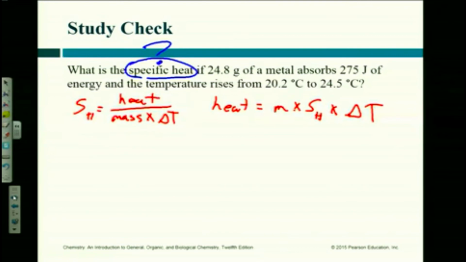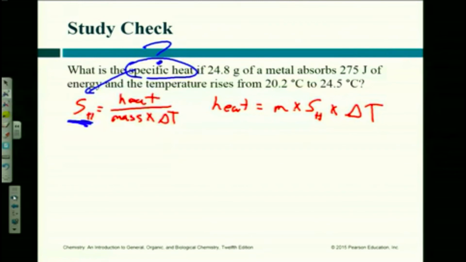What is specific heat? Automatically, I should be thinking, this is what I want to find. Do either of these two equations tell me that that's what I'm going to find? Well, this one says specific heat on the left, and it equals this. And this is what I want to find. That means I have to find all three of these terms: heat, mass, and delta T, which means change in temperature.